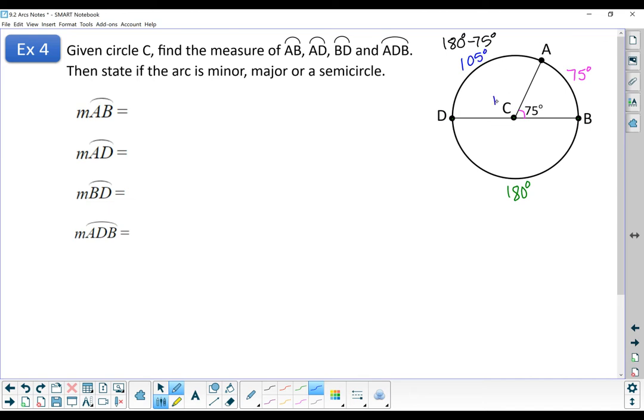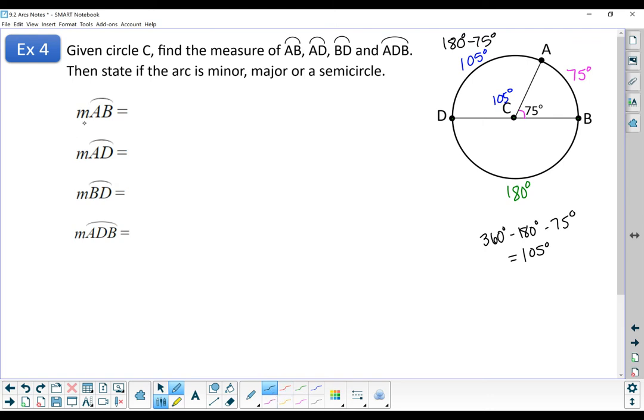Which means this angle at the center of the circle is also 105 degrees. Another way to find that is if you remember that the entire circle is 360, you could subtract the other two arcs that we already found to get that same answer. Okay, so now let's go through our list and answer our questions.